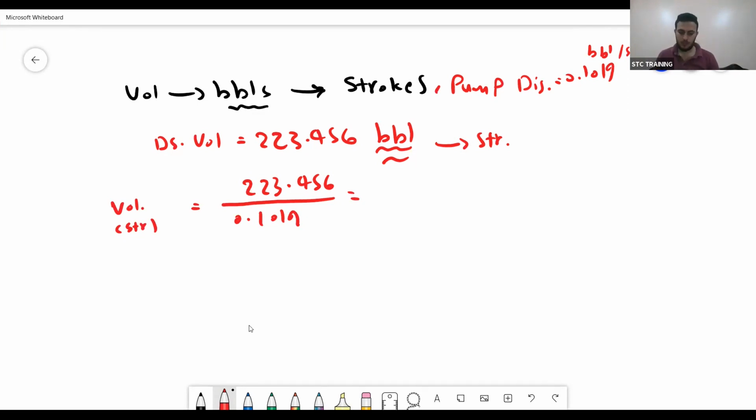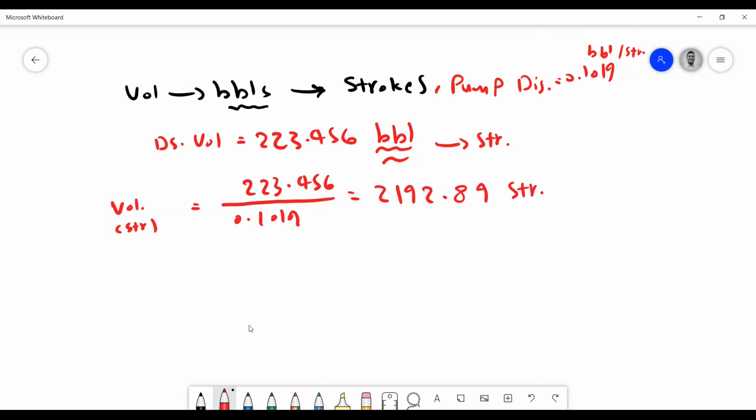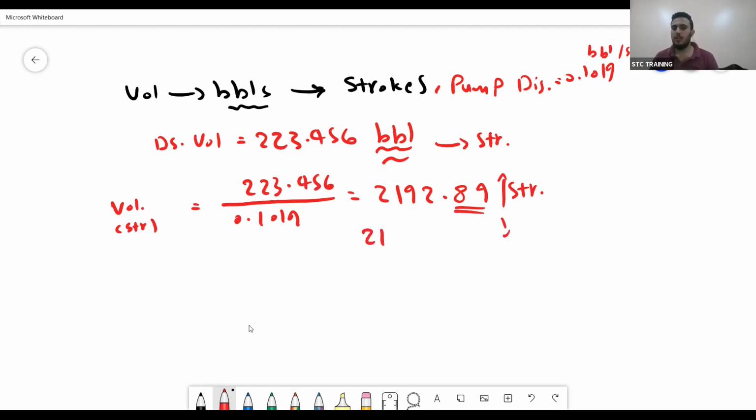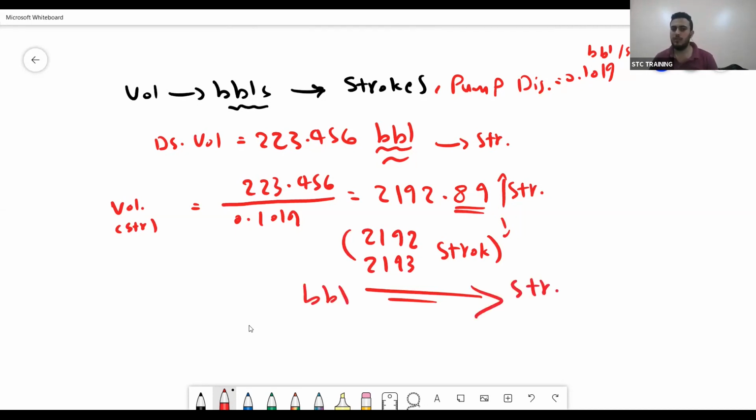It will be 223.456 over 0.1019. So it will be about 2192.9 strokes. Okay, you can make round up or down for this number. So we may write it 2192 or 2193 strokes. Okay, this is for how to convert from BBL into strokes. Clear, guys?